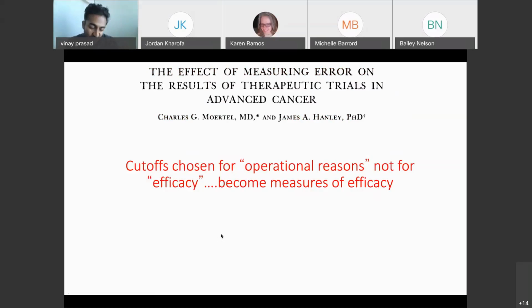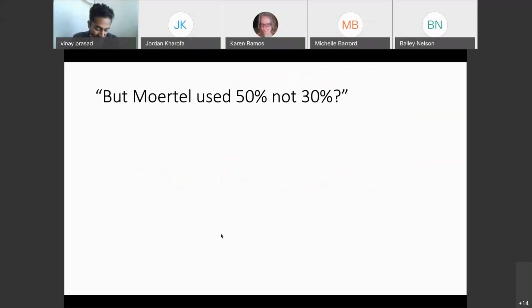Mortel was devising response rate as a way to screen candidate drug compounds for anti-cancer activity. He didn't want to do randomized trials of every compound. He wanted a way to tell that we'd only screen the drugs that could shrink tumors. And that was why it was developed. It was never developed as a measure of efficacy. It has since become hijacked as a measure of efficacy.